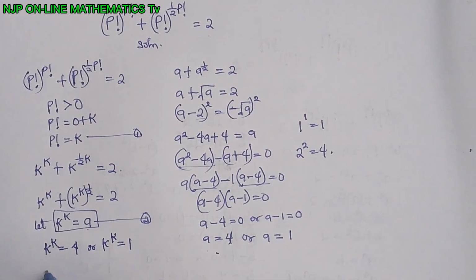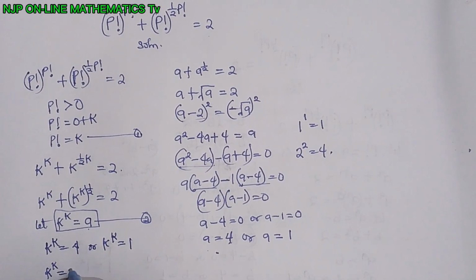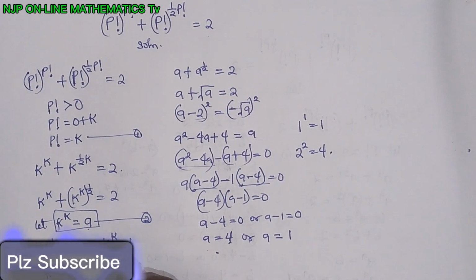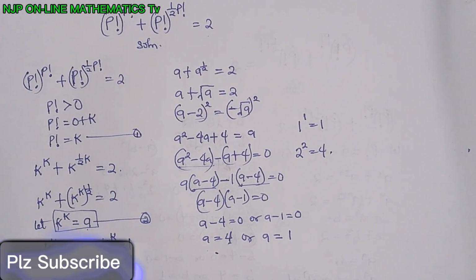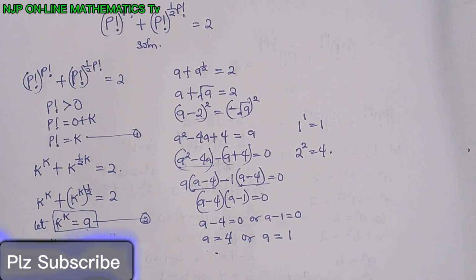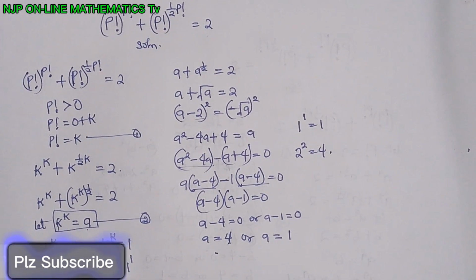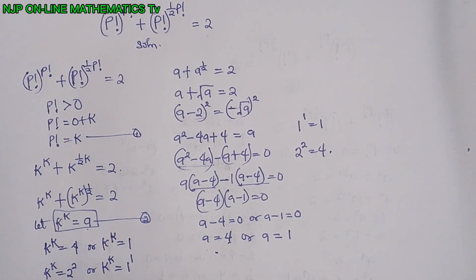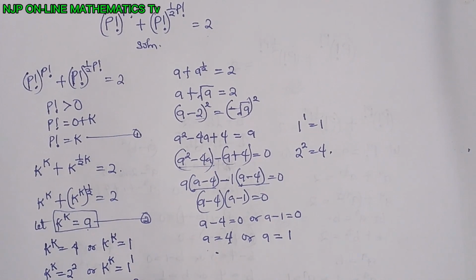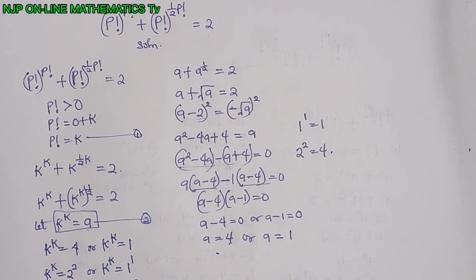So we can write this to be k to power k equals 2 to power 2, or k to power k equals 1 to power 1. We can see clearly that this is k and this is k, this is 2 and this is 2, which then means that we are having this equals this, or this, and then k equals 2, or k equals 1. Therefore, we have obtained two values for k.